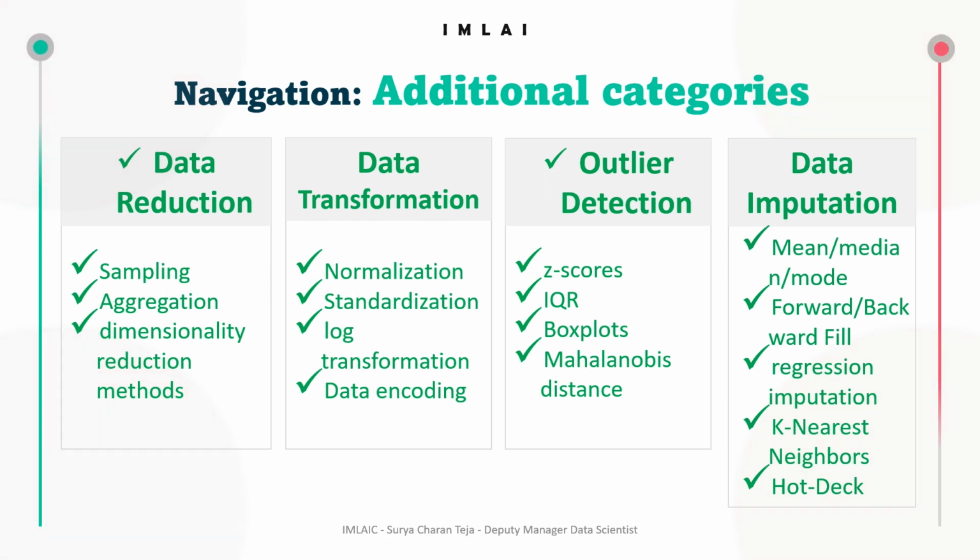In data imputation, we have seen mean, median, mode imputation, forward and backward fill imputation, regression imputation, k nearest neighbor imputation, and hot deck imputation. And after that, dropping columns which have more than 60% missing values, imputing NaN with 0 or unknown or null, and dropping the row. So these are a few more methods we have seen to handle the missing values.